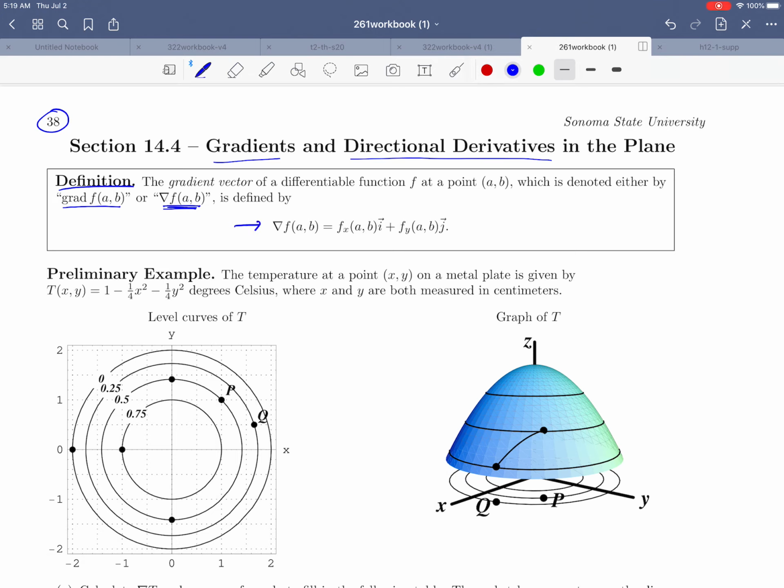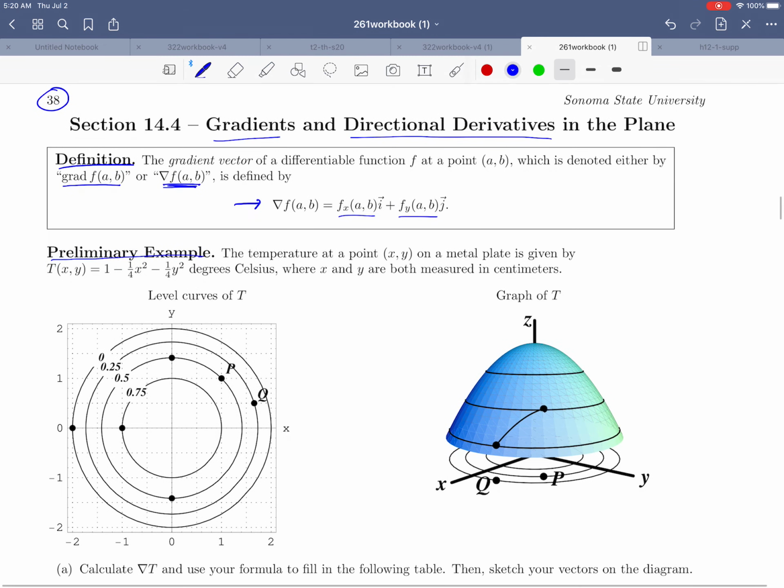The gradient is just a vector, and its two components are partial derivatives, the derivative with respect to x and the derivative with respect to y. So in the preliminary example below, we're going to just do some calculating, calculate the gradient and try to make some geometric observations about what it's telling us.